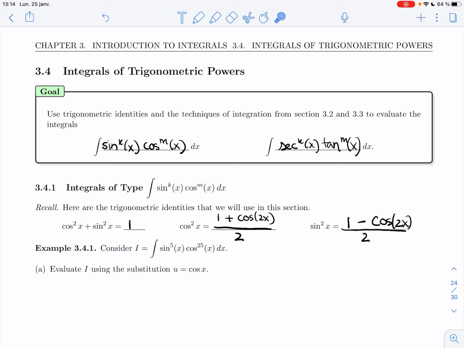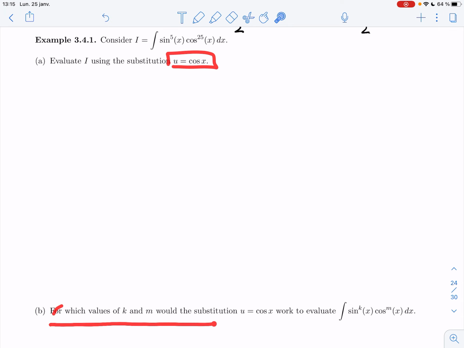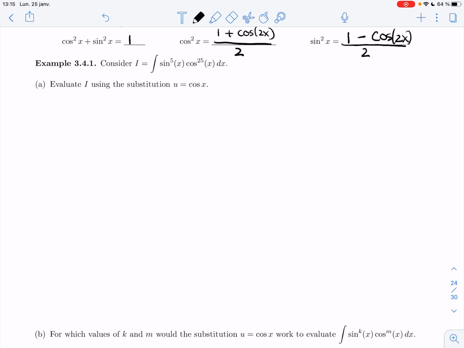All right, so example 3.4.1. Consider the integral I equals the integral of sine to the 5 of x, cosine to the 25 of x dx. I want to evaluate I using the substitution u equals cosine of x. So I'm going to give you the substitution because this is the first example that we do like this. And once we've evaluated, I'm going to ask what about k and m made this substitution work so that we know when to apply this substitution. All right, so let's try.